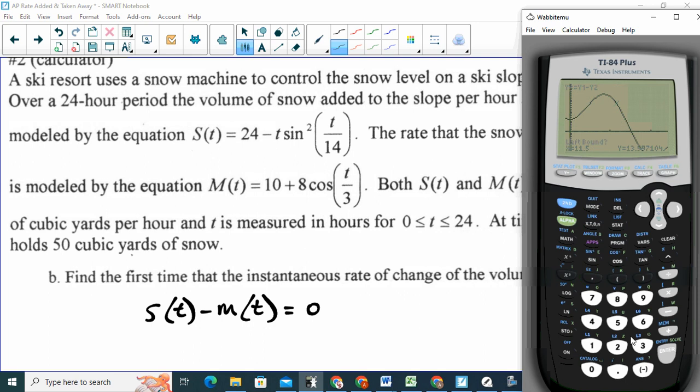Calculate the 0. It's somewhere between 10 and 20. I changed my scale to 10. Left bound 10, right bound 20. Guess, just push enter. And my time is 15.040 hours.